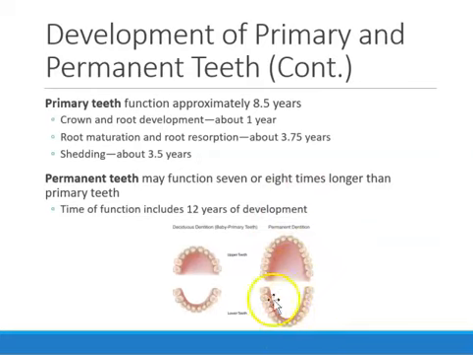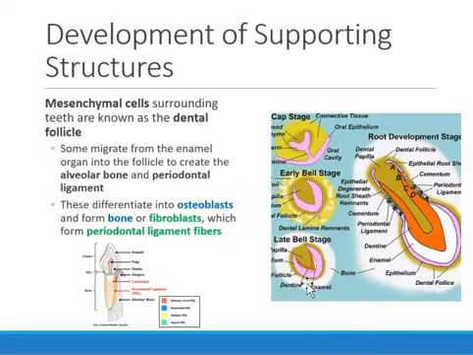Or all your adult teeth in except for your third molars. So we talked about enamel, we talked about how dentin forms, we talked about how cementum forms, but what we have not talked about is how bone gets formed and how periodontal ligament fibers get formed.